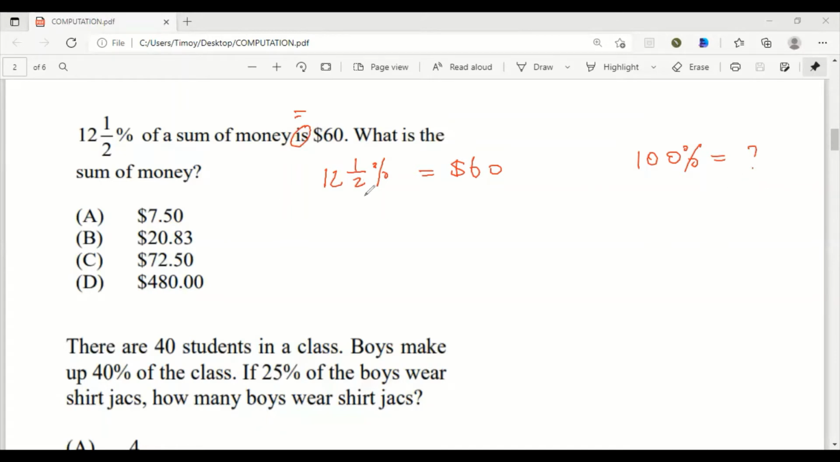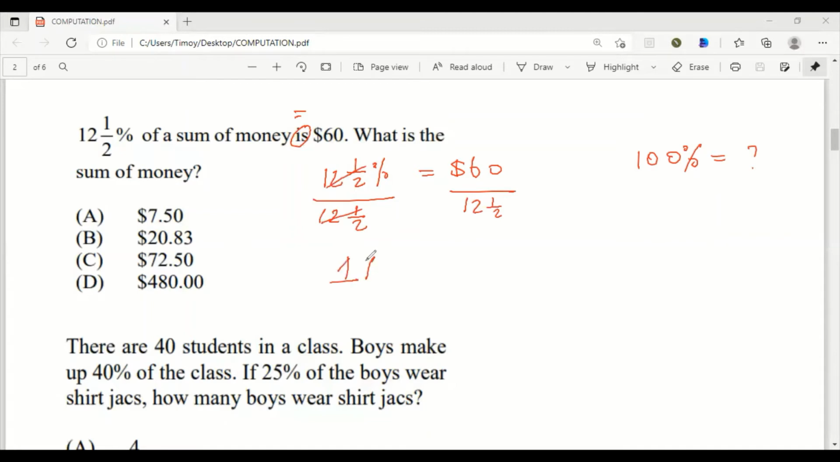So how could we find 1%? We could find 1% by dividing both sides here by 12.5. So we're going to divide this side by 12.5, and we're also going to divide this side by 12.5. So 12.5 divided by 12.5 will give us 1.